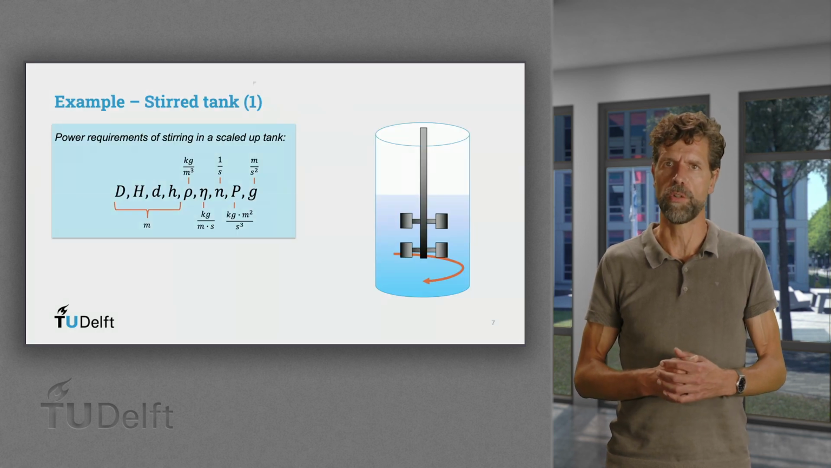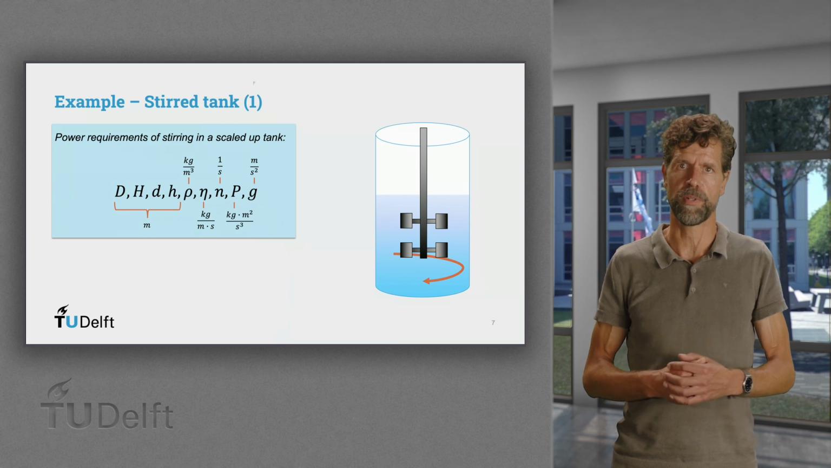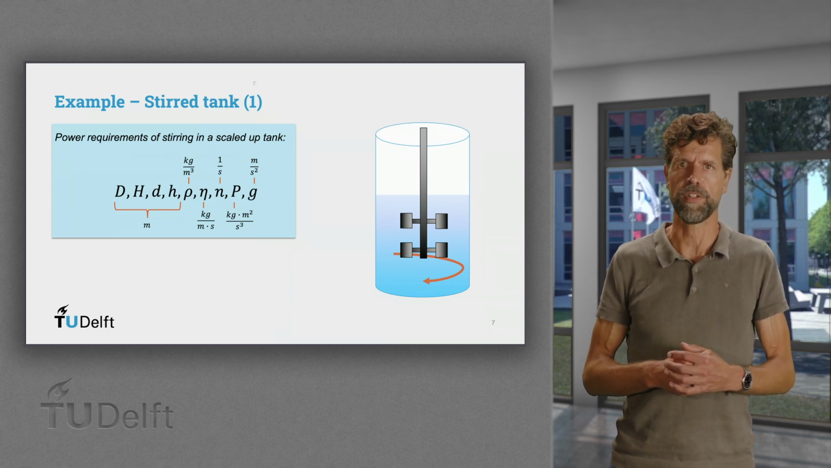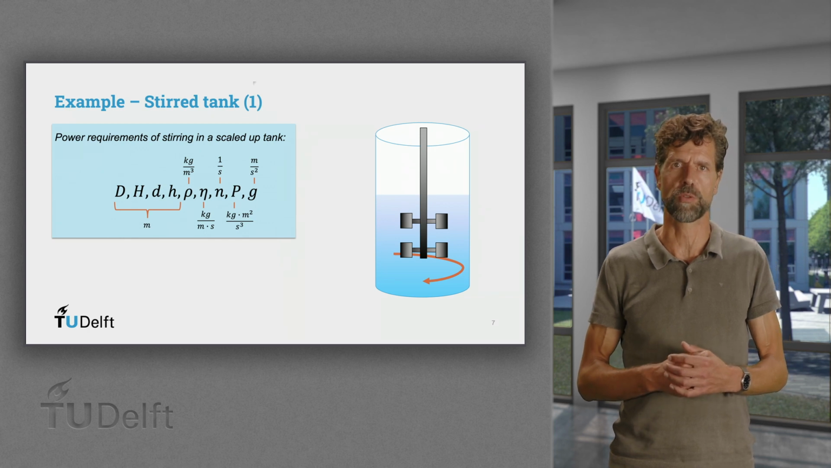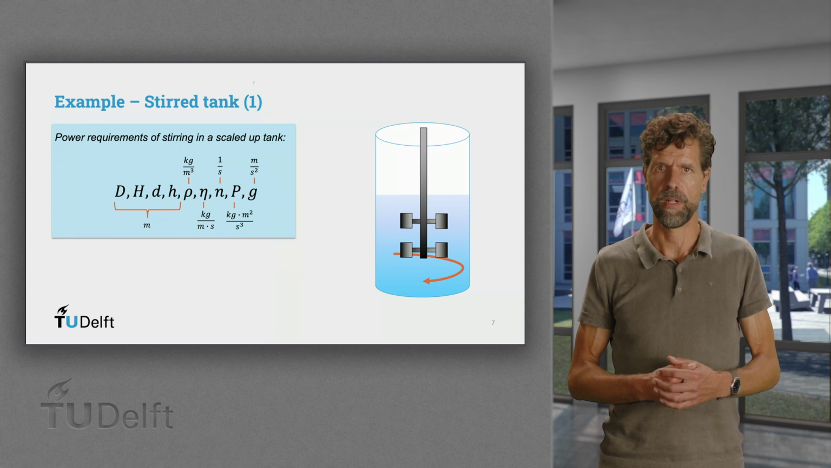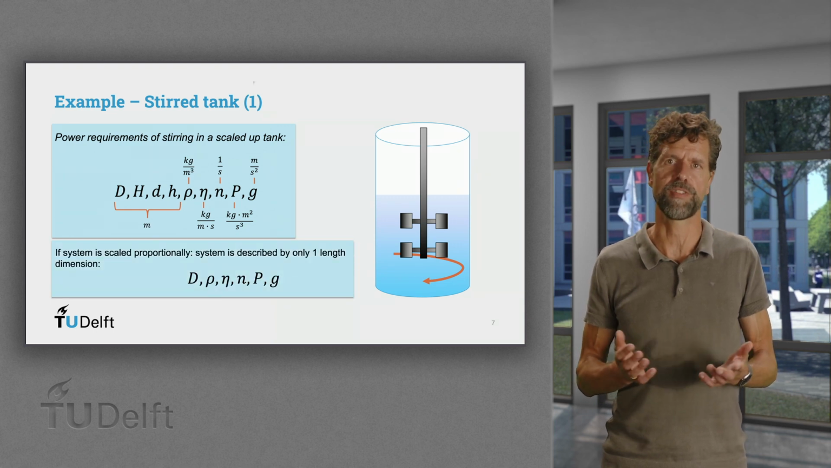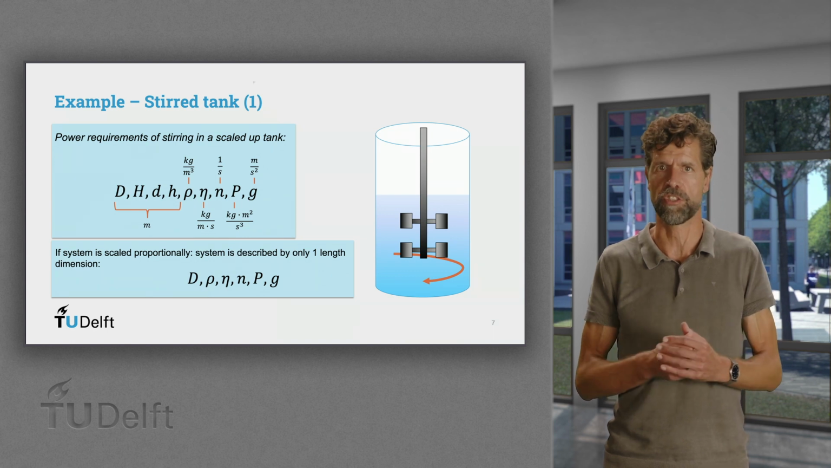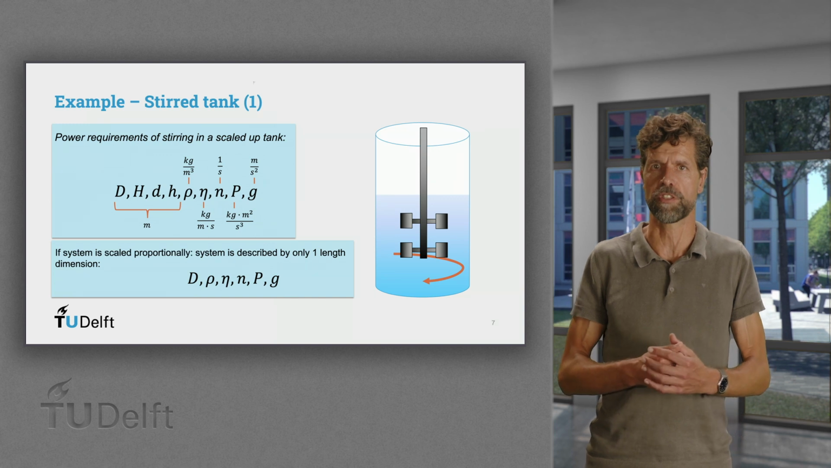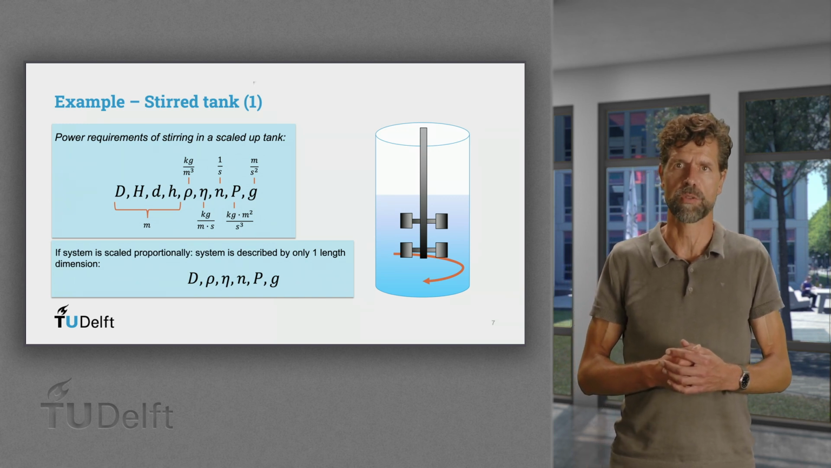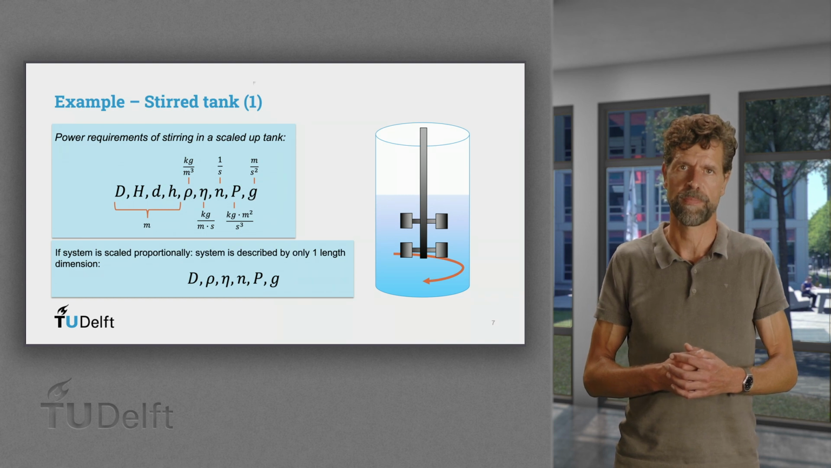It is time to illustrate all this theory with the example of the stirred tank. In step 1, we consider the system and we come up with 9 dimensions and physical quantities, all expressed in their basic units. Our insight can help us realize that if we keep the scaled system geometrically similar, that is, all dimensions are scaled proportionally, we need in fact only one dimension to describe the system. And we have 6 relevant dimensions and physical quantities left.